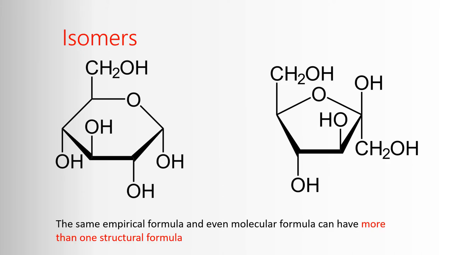We call this isomers, right? Having the same formula, but different structures, right? So on the left here, we have glucose, and on the right here, we have fructose, right? Same number of carbons, same number of hydrogens, same number of oxygens. Don't believe me, go count them, right?